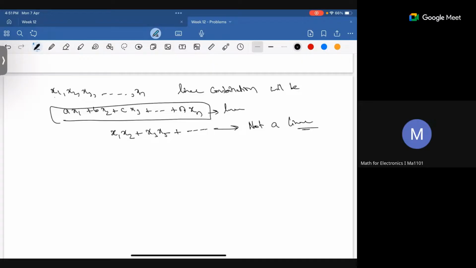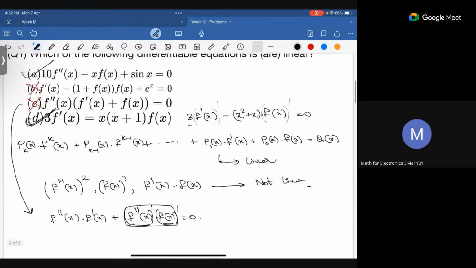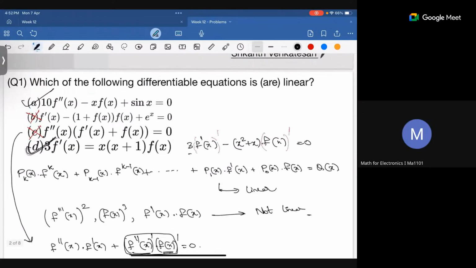Okay, so if I have n variables and if I say the linear combination of those n variables, the linear combination will be like this: some constant with the first variable plus some constant with the second variable. So here in the differential equations case, if I have to say a differential equation is linear, it has to be linear with respect to f of x. It should be a linear combination of f of x and its derivatives.